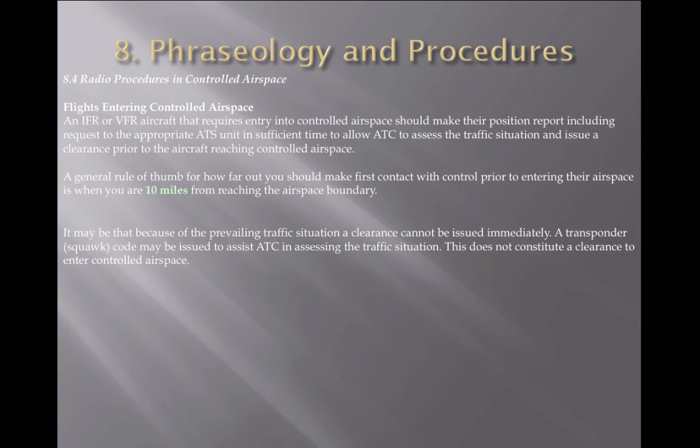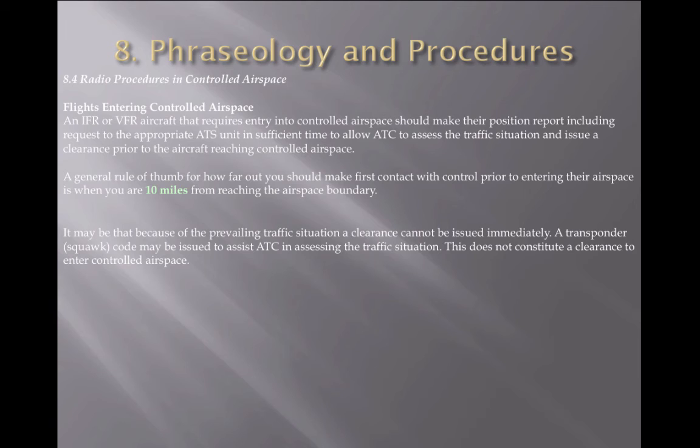An IFR or VFR aircraft that requires entry into a controlled airspace should make their position report, including requests, to the appropriate ATS unit in sufficient time to allow ATC to assess the traffic situation and issue a clearance prior to the aircraft reaching that controlled airspace. A general rule of thumb for how far out you should make your first call with control prior to entering the airspace is when you are 10 miles from reaching that airspace boundary.